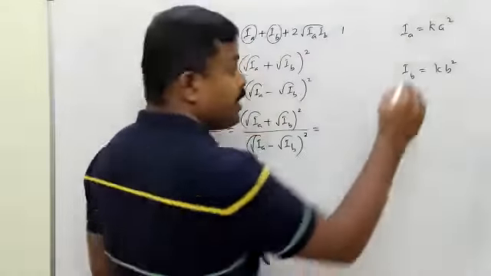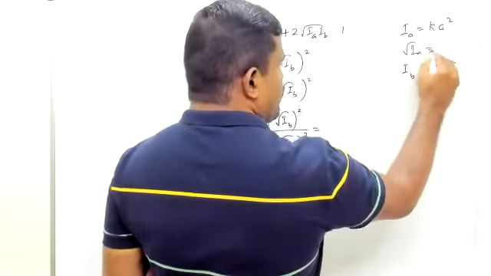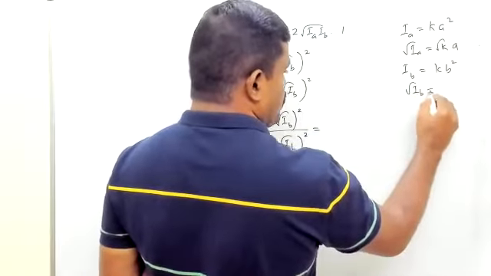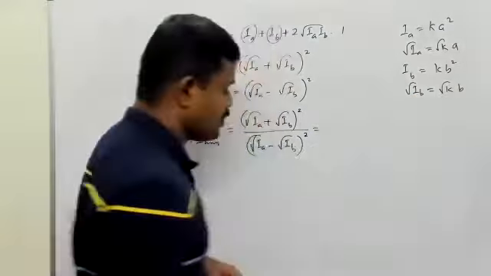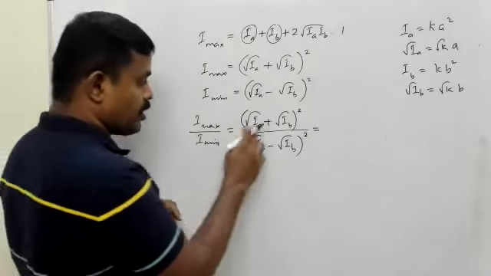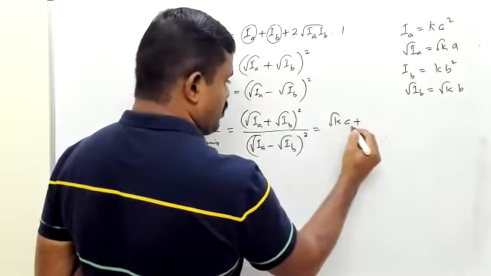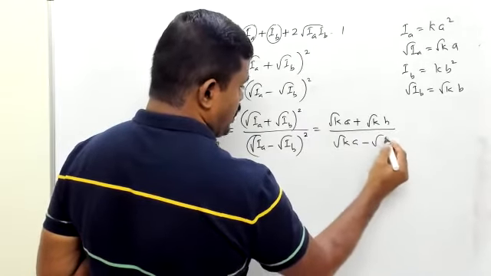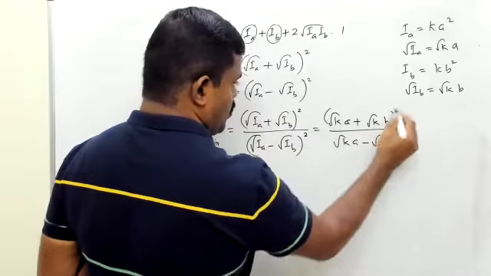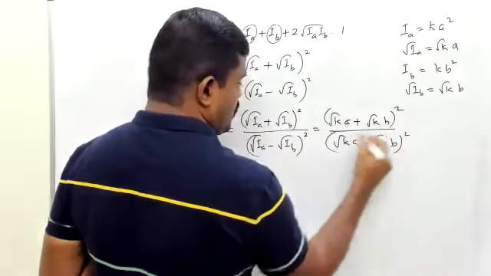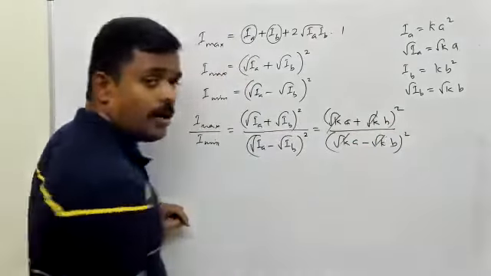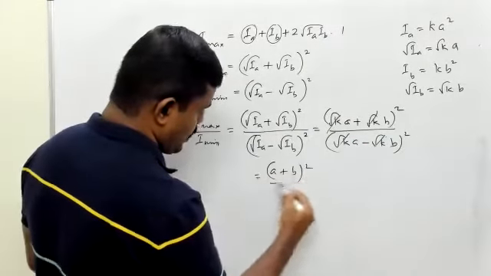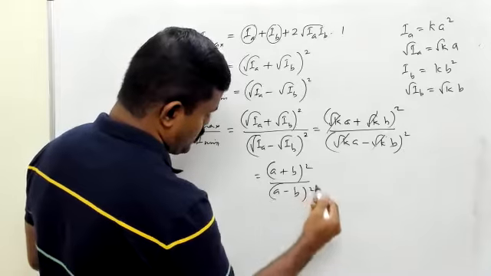So what is root of IA? Root of IA will be root K into A. So root of IB will be what? Root K into B. So I can put here root K into A plus root K into B by root K into A minus root K into B, the whole square. So root K being common, they get cancelled out. And eventually you're getting what? A plus B the whole square by A minus B the whole square.